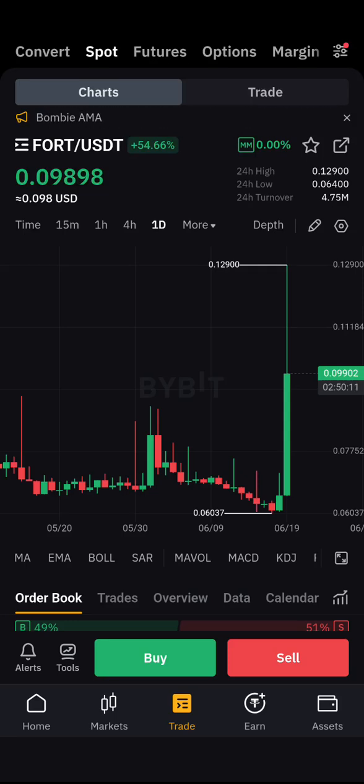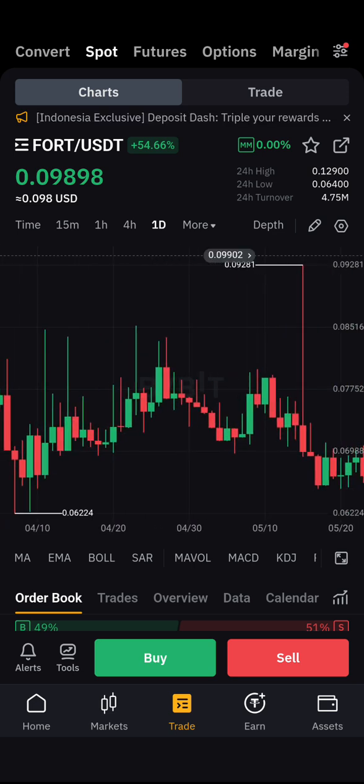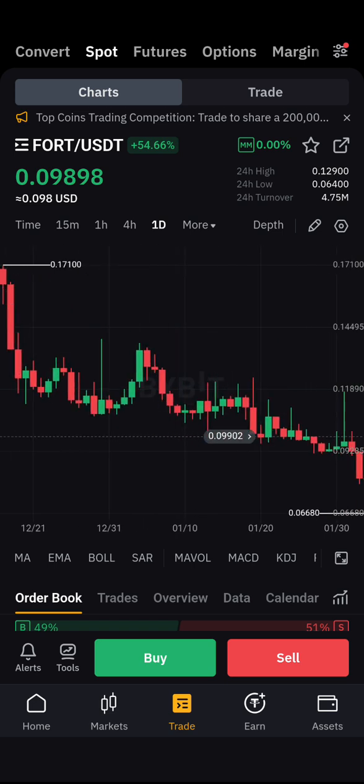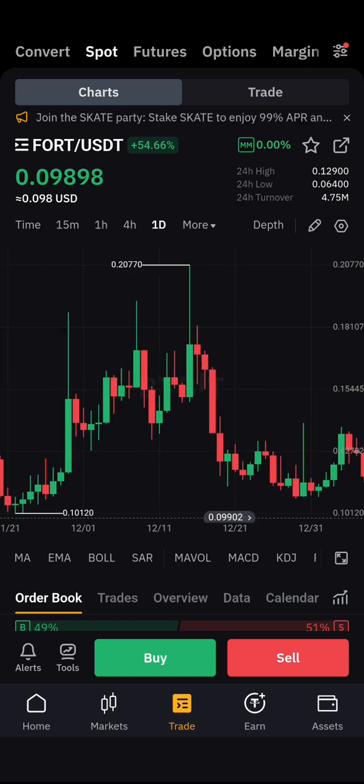Today we'll be looking at how you can make a consistent 10 or 20 USDT daily from Bybit.